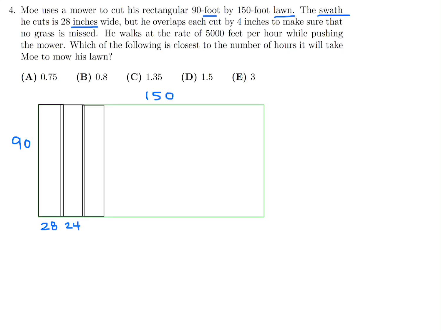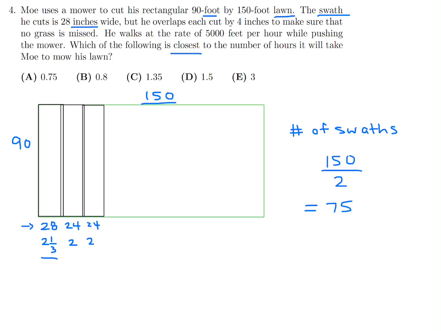So each of these is 24, 24 like that. And if you convert these to feet, because this is in inches, this is 2, this is 2, this is approximately 2 1/3. So the number of swaths, or lines, or whatever, is basically 150 divided by 2 feet. You can kind of think of this as 2 because at the end they just want you to figure out the closest approximate value. So 150 divided by 2, if 150 is the full length and each swath is 2 feet, that's 75 swaths, correct?